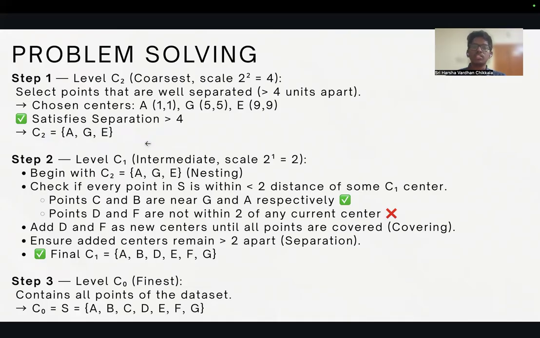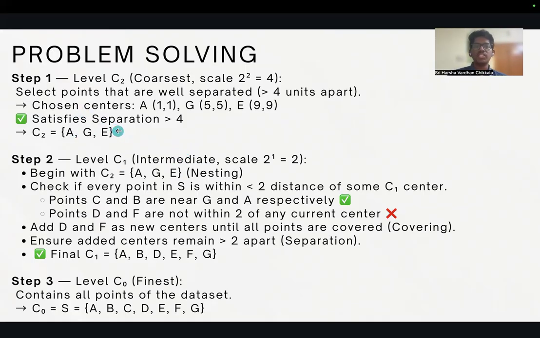And then we'll move to level C1. Here the scale would be 2 power 1, that is 2. So we need to find the points that were greater than 2 units apart. And another property that we previously discussed regarding cover trees is nesting. What we actually mean by nesting is all the points that were included in the higher level must be carried towards all the lower levels. So the same thing happened here.